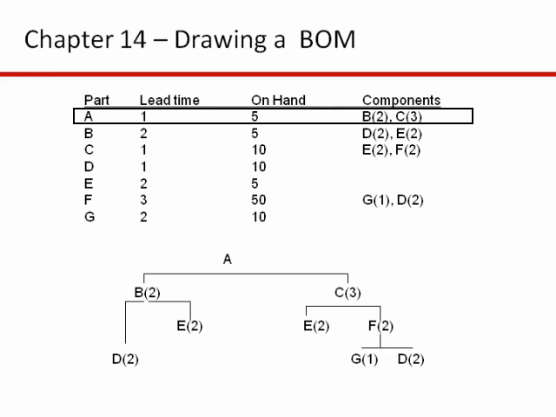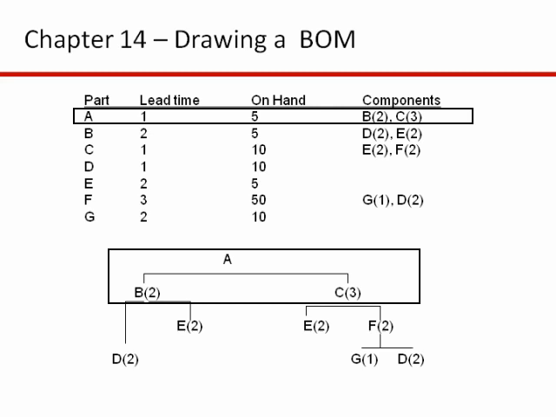What I've done here is I've drawn A. A is the parent. And you can see here I've drawn its two children: 2 B's and 3 C's. There's really no trick, you just draw these things as you read them.